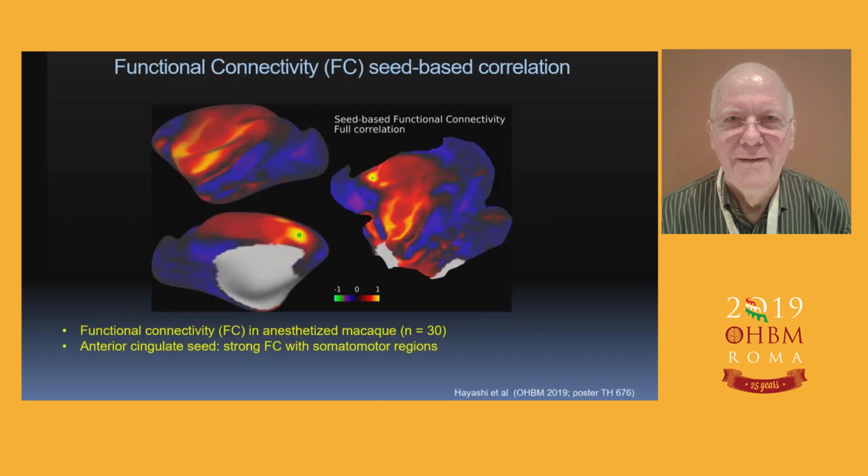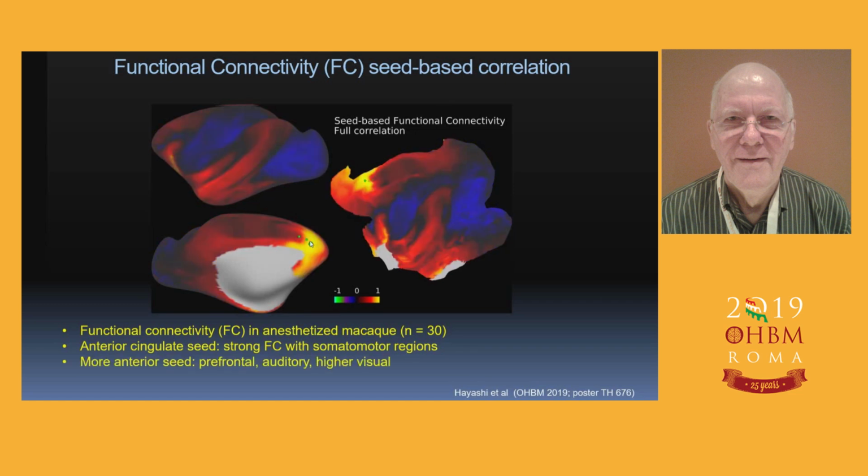So let's take a look at an example seed location in anterior cingulate cortex, and that reveals functional connectivity with a broad swath but a very detailed pattern in somatomotor cortex regions mainly. And if we move the seed location slightly anterior, then we see a dramatically different functional connectivity pattern, indicating that we have preserved high spatial specificity in our mapping.